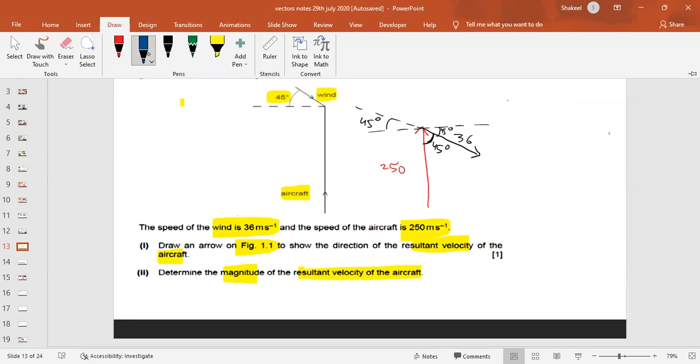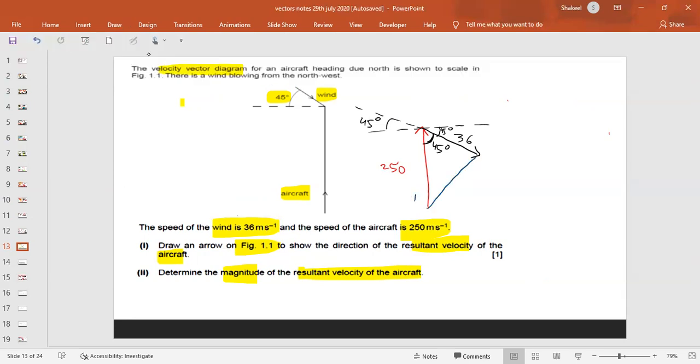And then finally, you will draw the resultant from tail of first to head of last. So this is your resultant velocity. So part one is done. So you have to find the magnitude of the resultant velocity.